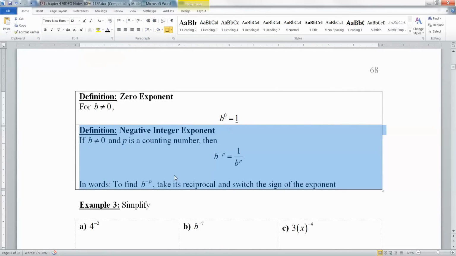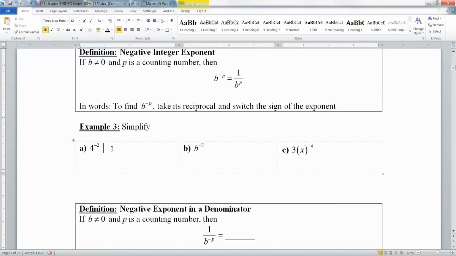As long as b is not 0 and p is a counting number, meaning 1, 2, 3, 4, 5, 6, 7, 8, 9, and so on, going on forever, then b to the negative p is equal to 1 over b to the positive p. You change the sign and you move it, right? So it was in the numerator technically because anything is over 1, and then you switch it so that it's under 1. In other words, you take the reciprocal and you switch the sign. Okay, so let's do it.